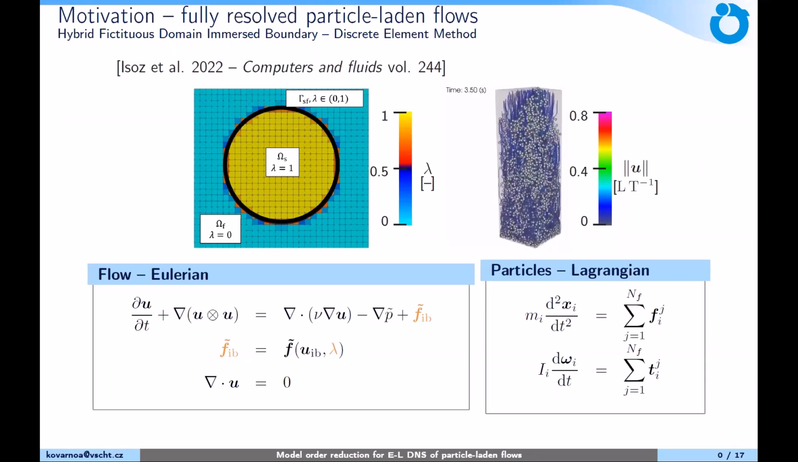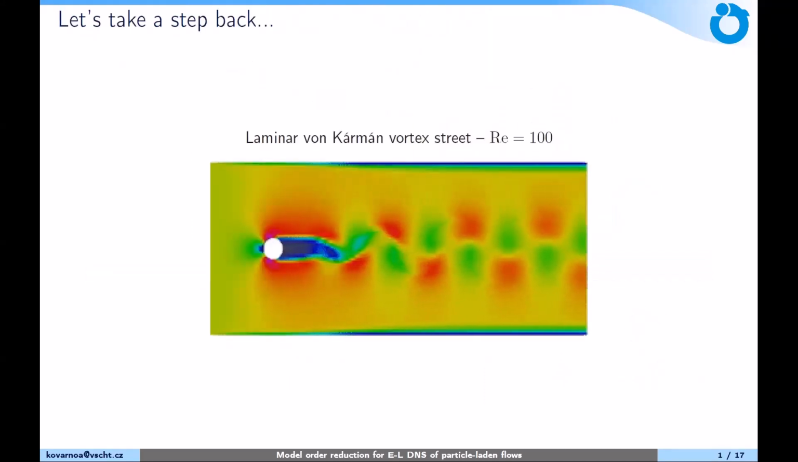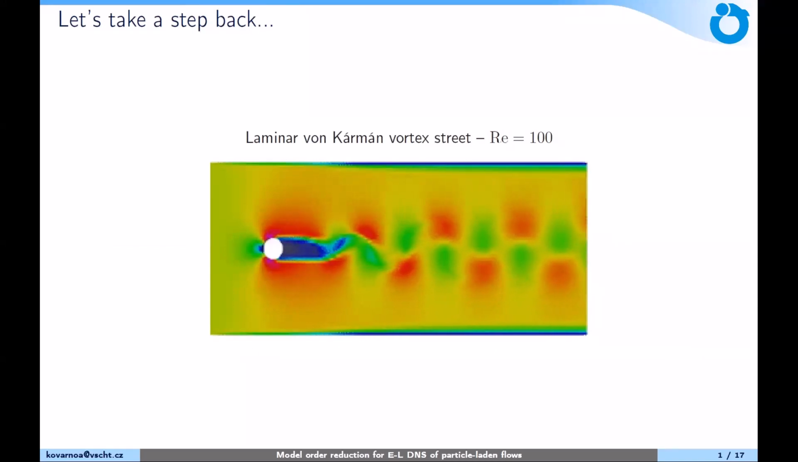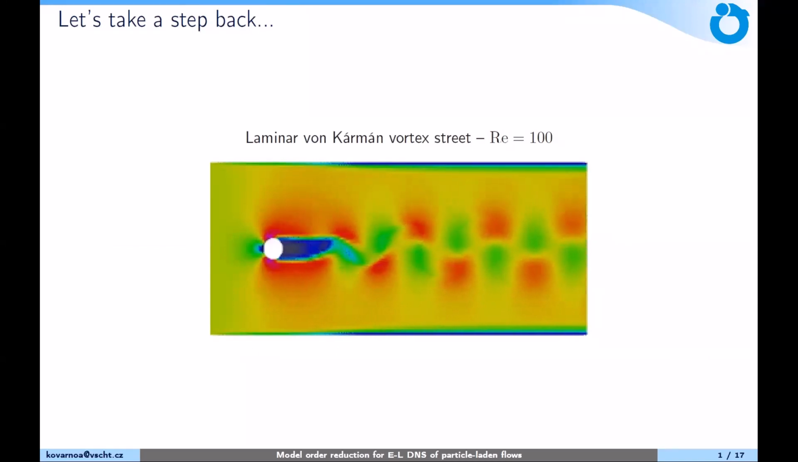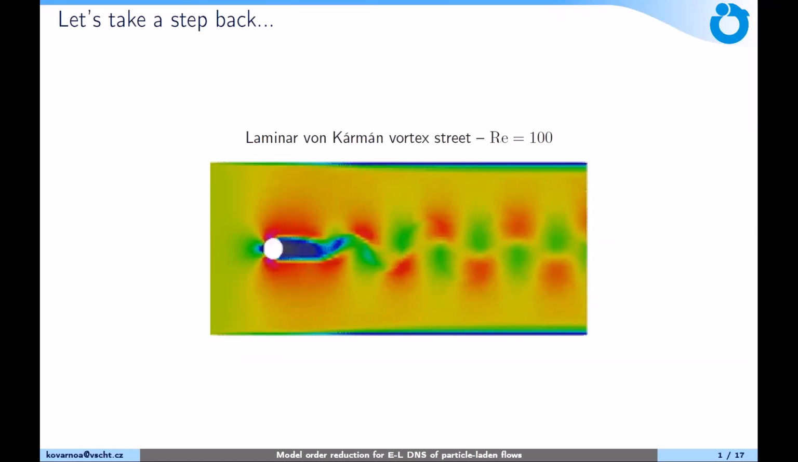However, we can use some methods of model order reduction and simplify this system in a way that would also preserve some of its most important properties. Model order reduction for such cases is pretty complicated, so let me first show you how it would be done on much simpler cases, such as this laminar von Karman vortex street with a Reynolds number of 100.